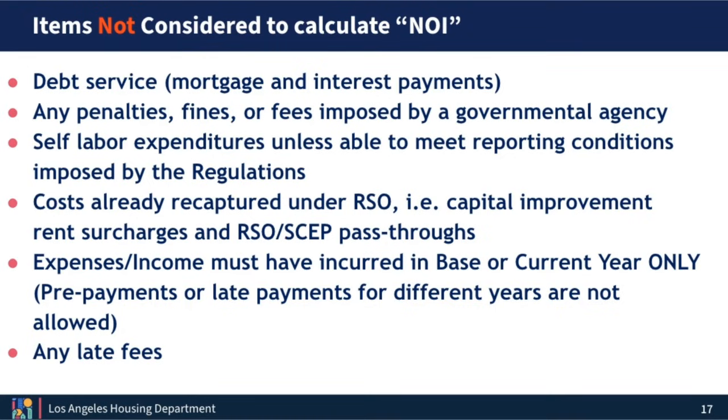Expenses or income must have been incurred in base or current year only. Prepayments or late payments for different years are not allowed. And then any late fees. For example, if your current year is 2024, you cannot include 2023 invoices that were paid in January of 2024, or 2025 invoices that are prepaid in December of 2024.